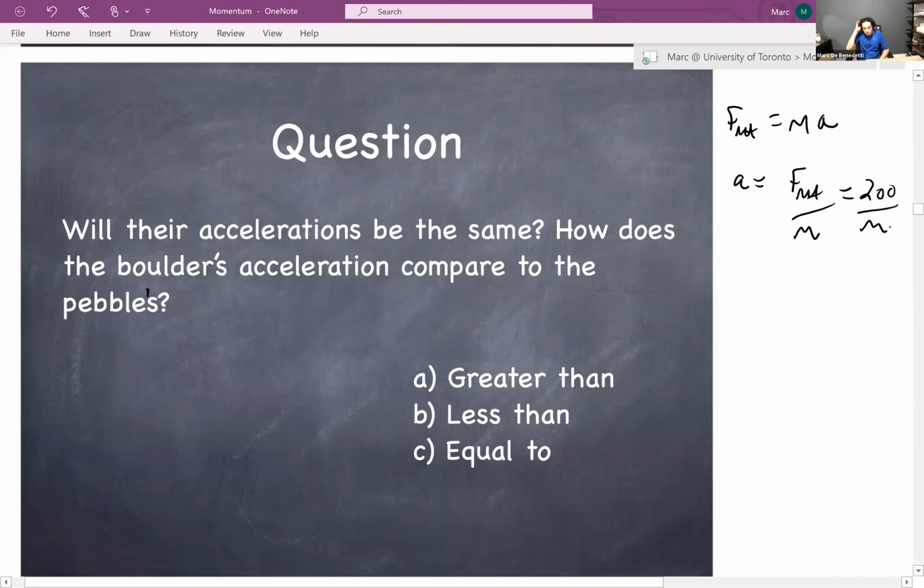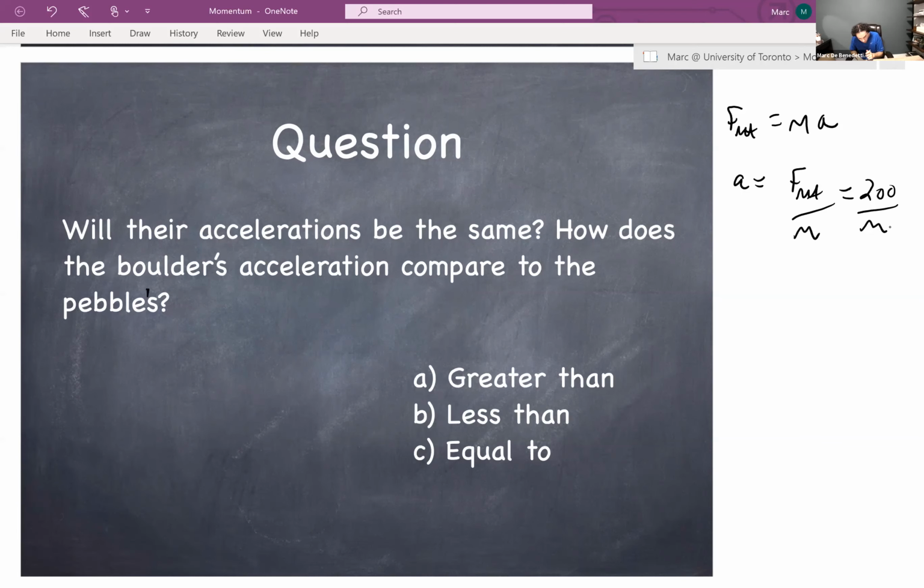So the acceleration felt by the object is going to be 200 divided by the mass. So the bigger the denominator, the smaller the fraction, or the smaller the acceleration. And the smaller the denominator, the larger the fraction. So whichever one has the smaller mass is going to feel the larger acceleration. So the pebble has a much smaller mass, so the pebble is going to feel a much larger acceleration.